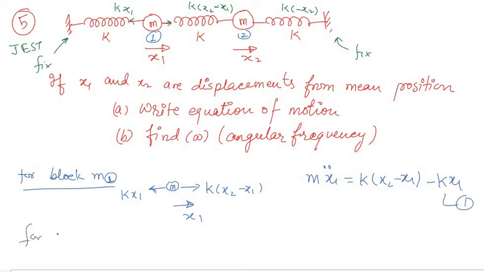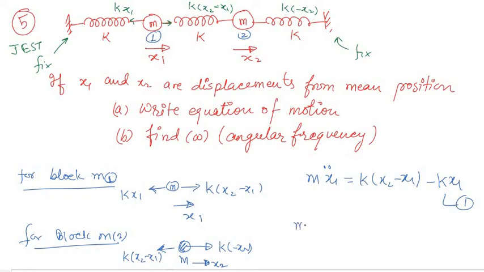And secondly, for block M2, this is a block of mass M, the displacement is x2 in this direction, this force is k times minus x2, and there is another force in the opposite direction, that is k times x2 minus x1. So m x2 double dot is equal to k times minus x2 minus k times x2 minus x1. So this force is equal to k times x1 minus twice of x2.